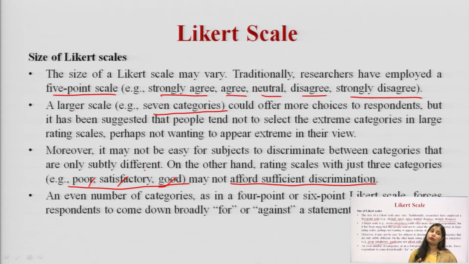And there are also even-number categories, like a 4-point and a 6-point rating scale, and the forced response comes down broadly for and against in this statement. And by using the rating scale you will easily get that for and against, meaning how much you like it, how much you dislike it.